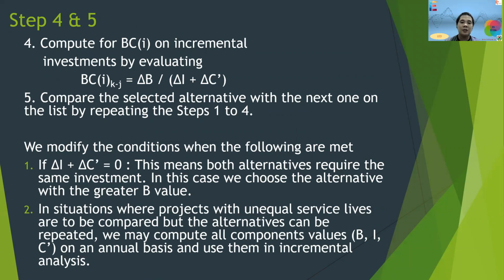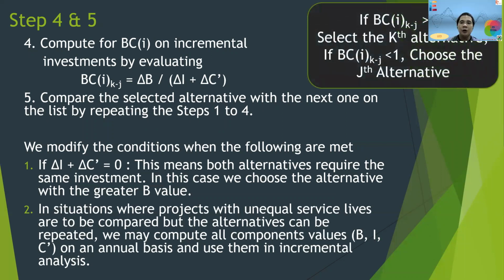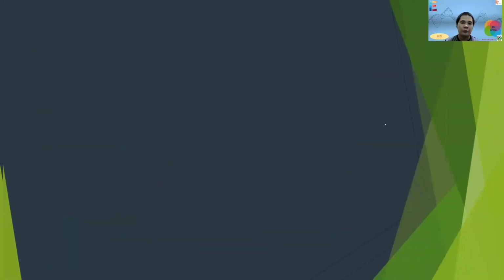In situations where projects with unequal service lives are to be compared, but the alternatives can be repeated, we may compute all component values B, I, and C hat on an annual basis, basing them on incremental analysis. So, therefore, if BC of K minus J is greater than 1, select the K alternative. But if BC of K minus J is less than 1, choose the J alternative. So let's proceed to the computation.